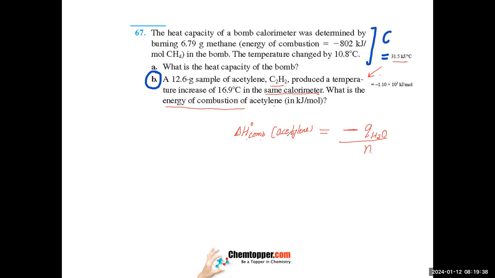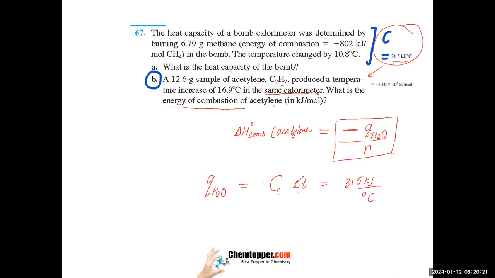So to know the delta H naught combustion of acetylene, I need this. Do I know Q water? Yes. MC delta T. But MC is not going to work here because it's a bomb calorimeter. So in place of MC, what am I going to take? Capital C. Do I know this? Yes, we calculated it in the A part: 31.5 kilojoules per degree Celsius. And is delta T given in the question? Yes, an increase of 16.9 degrees Celsius. Degree Celsius cancels. The unit left is kilojoules. What's the answer for the Q water?